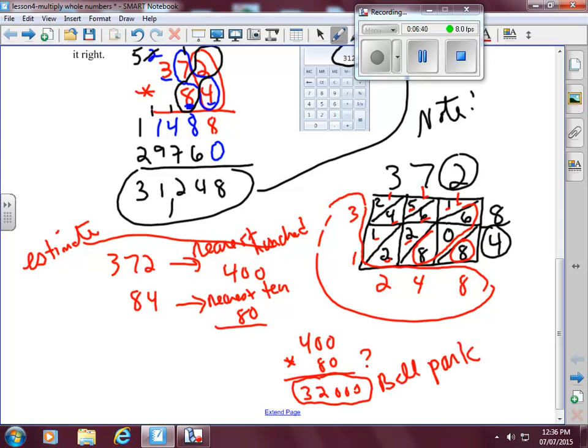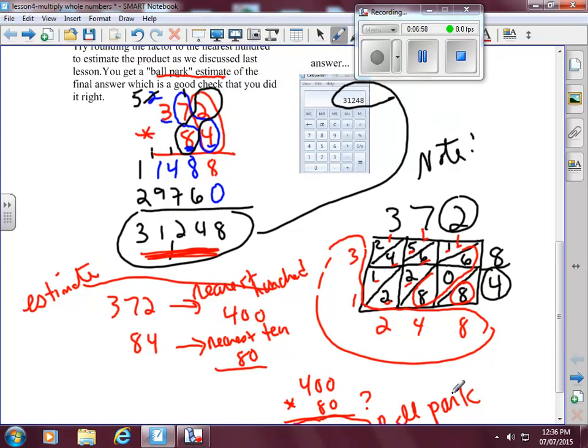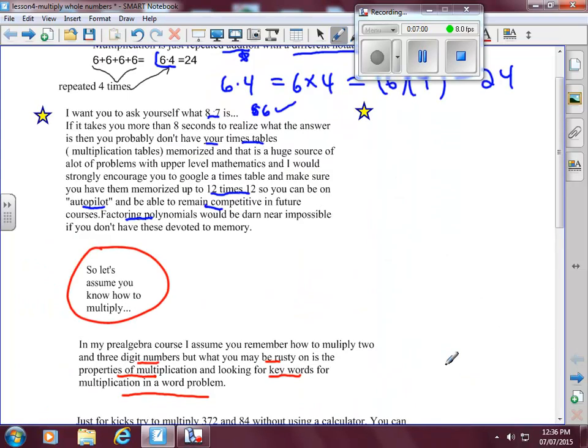And if you look at what we got, well, hey, 31,248, it is awfully close to 32,000. So we feel that we're not that far off, and we feel that we've done it correctly. In other words, if I would have got 58,000 or something, I know that's too far off of that ballpark estimate. All right, hope that helps.